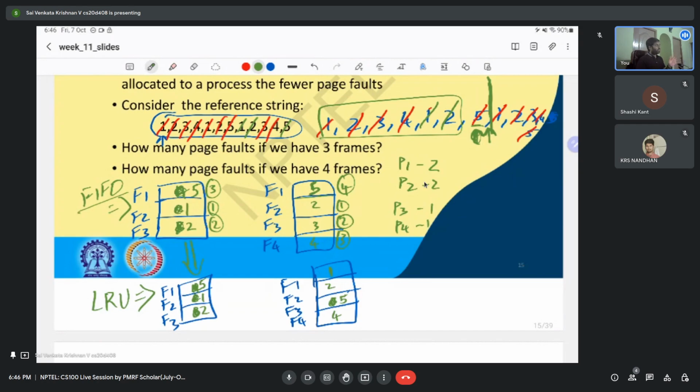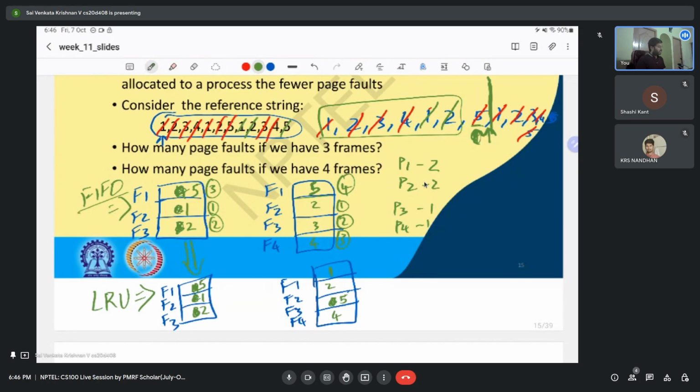It just follows first in first out, whatever came first, it just flows it out, but it doesn't efficiently take into consideration this recency information and all those things to utilize the extra frames that are being allocated to that process.